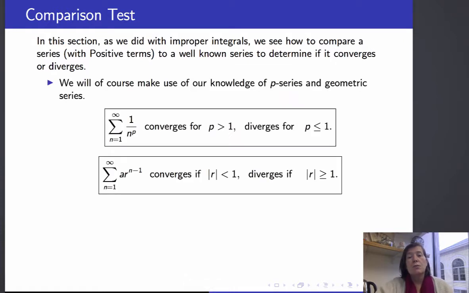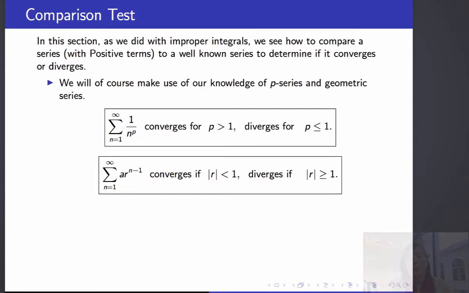And of course the series we know most about are the p-series, which we've just studied, that the sum from 1 to infinity of 1 over n to the p converges for p bigger than 1 and diverges for p less than or equal to 1. And we also know a lot about geometric series. We know that the sum from 1 to infinity of a times r to the n minus 1, where a is a constant, converges if the absolute value of r is less than 1 and diverges if the absolute value of r is greater than or equal to 1.